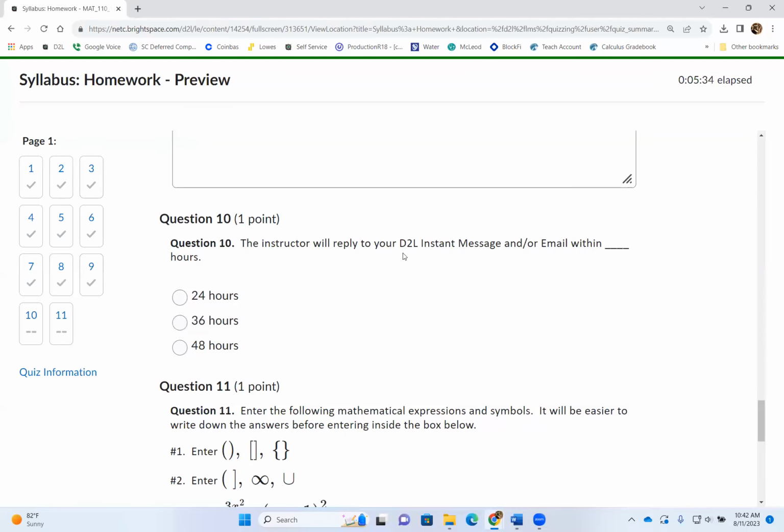The instructor will reply to your detailed instant message and/or email within how many hours? So every week, this is part of the announcement: I will return it in 36 hours, and most of the time it will be sooner, okay? So if a student messages me or emails me at 11 o'clock at night, I'm probably not going to return that message until I come to work the next morning.